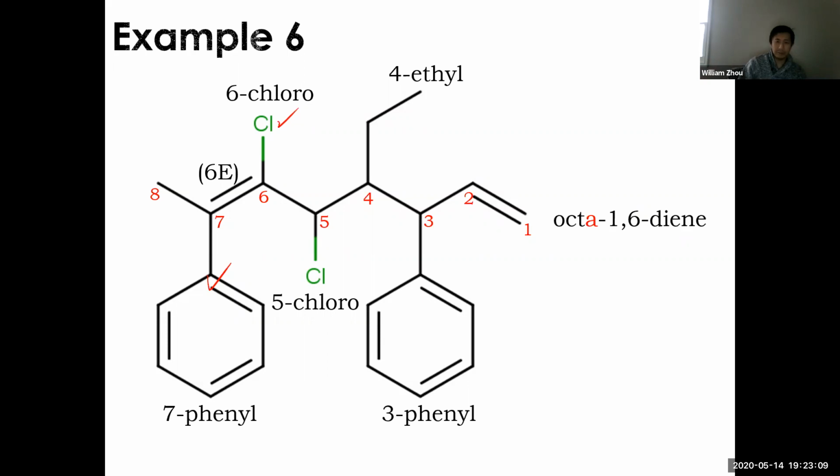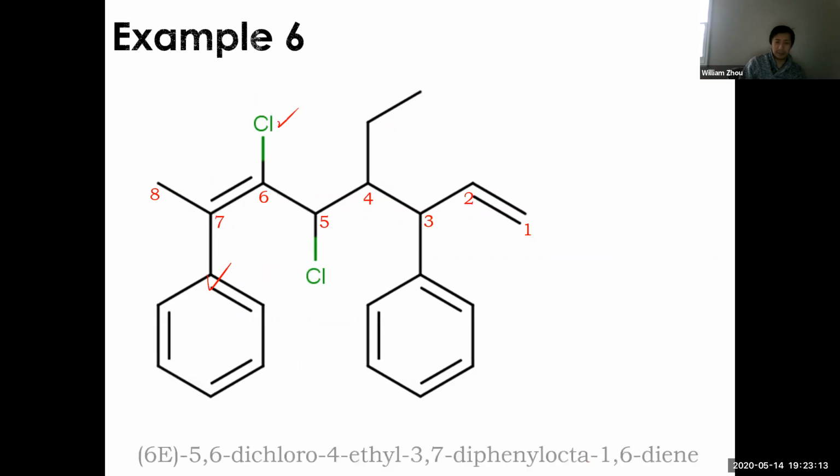You put it together alphabetically, C before E before P. So it's 6E, 5,6-dichloro, 4-ethyl, 5,7-diphenyl, octa-1,6-diene. Okay, so this is the name of this monster structure here.